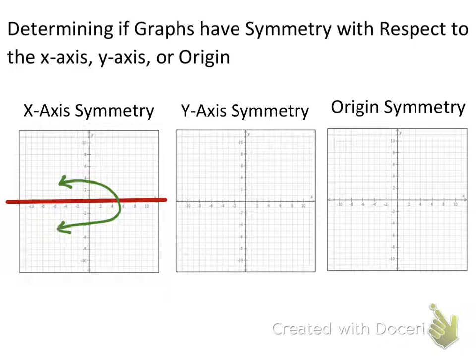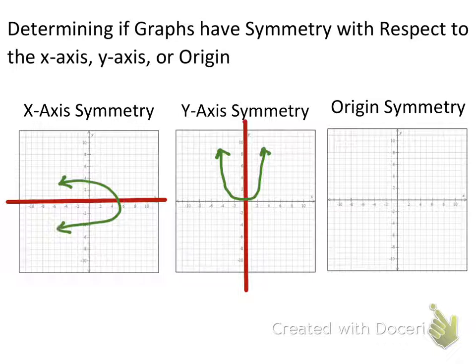Y-axis symmetry means that I could fold it about the y-axis and the left and right hand sides would match up. A parabola like that would be a good example.